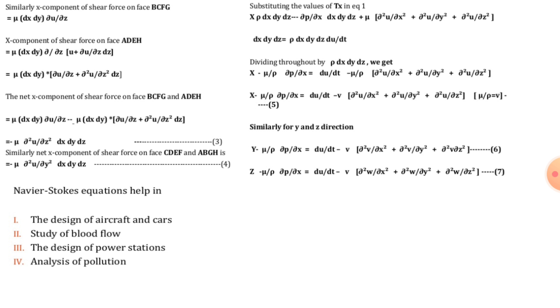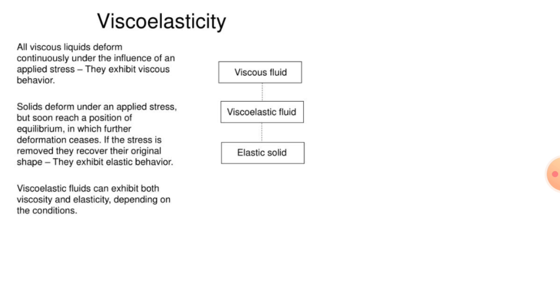The Navier-Stokes equations are used in the following areas: the design of aircraft and cars, study of fluid, blood flow, the design of power stations, and analysis of pollution.